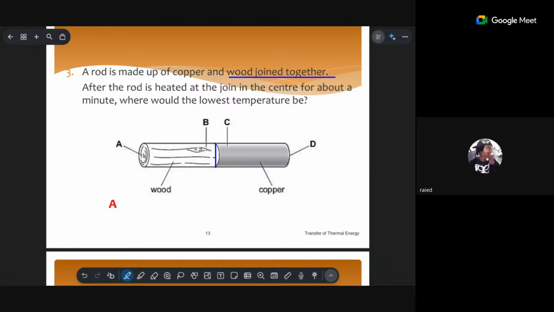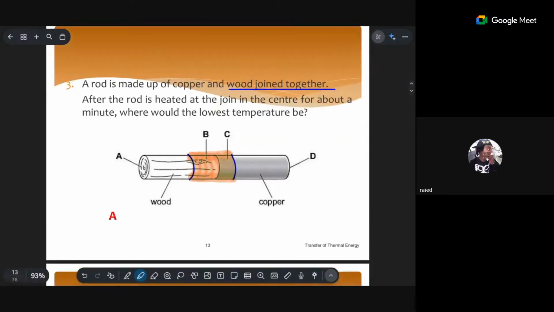A paper is wrapped around the rod, where some of the part is copper and some of the part is wood. When you heat that up, what will happen? The paper would get brown from one side and not from the other side. Then this is the question.